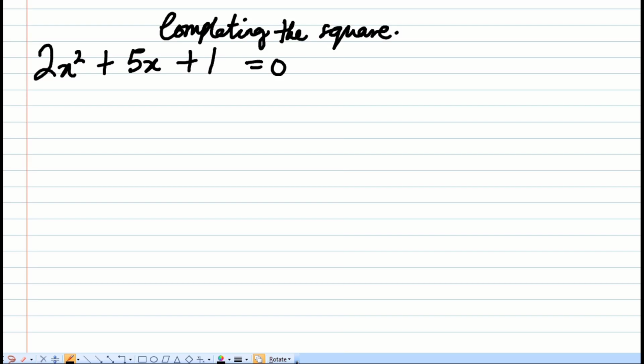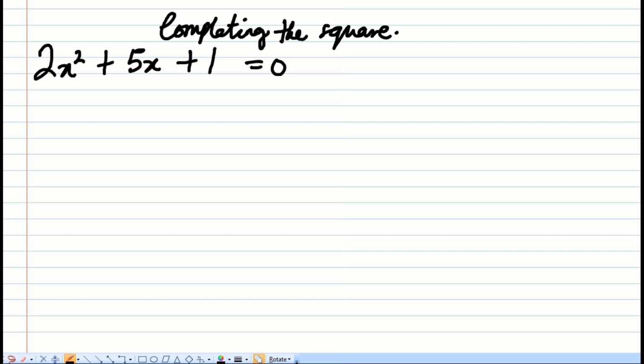All right. Today we are going to learn how to use the completing the square method to solve quadratic equations. Now, why we use the completing the square method is because not all quadratic equations are factorizable, and also it is by the completing the square method that we even derive the quadratic formula that can solve all quadratic equations. So that also means that the completing the square method can be used to solve all quadratic equations.